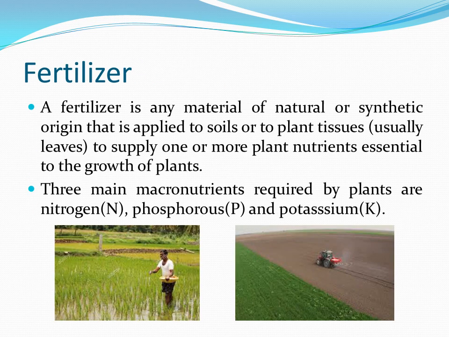Firstly, we will see what is a fertilizer. Basically, fertilizer is any material of natural or synthetic origin which is applied to the soils or to the plant tissues, for example, leaves, to supply one or more plant nutrients which are essential for the growth of plants. The main three nutrients required by the plants are nitrogen, phosphorus, and potassium.